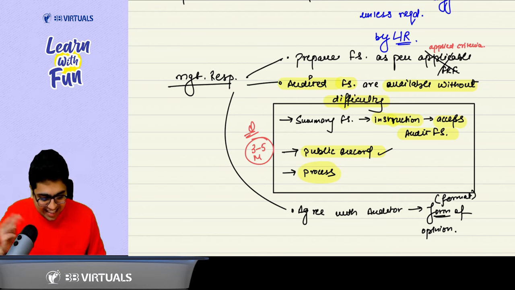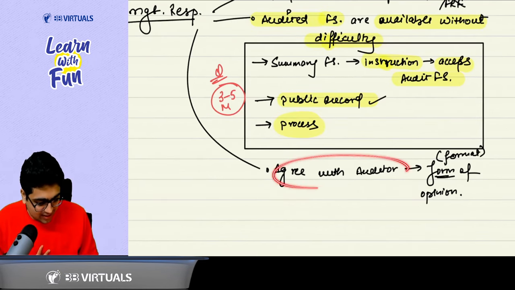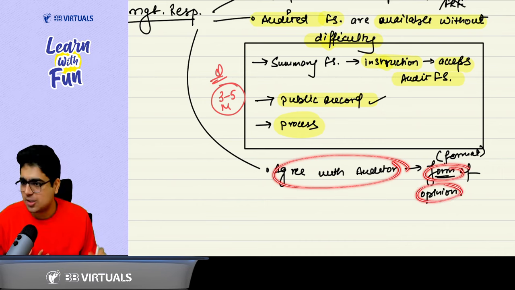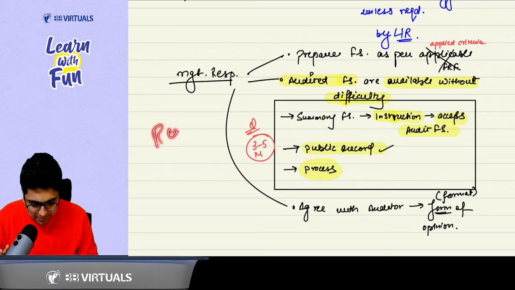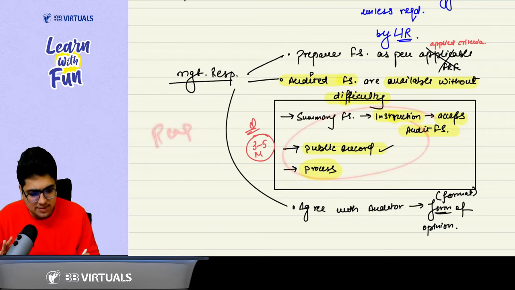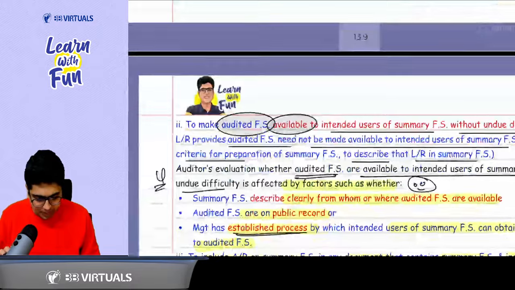Last point is, you need to agree with the auditor about the format in which the opinion will be given. These are the three basic points. So I feel you should just read the management responsibility, and this part is important. Which part is important, sir?